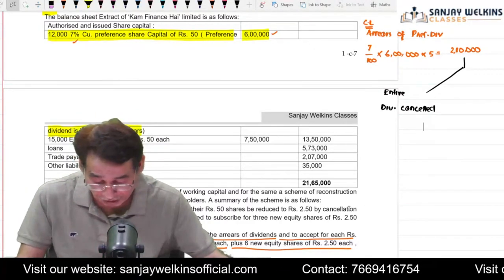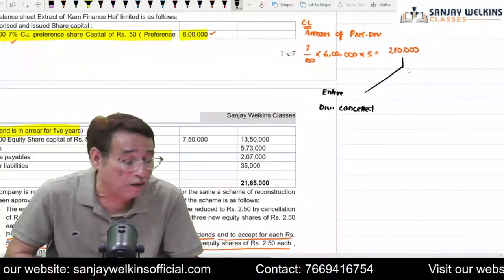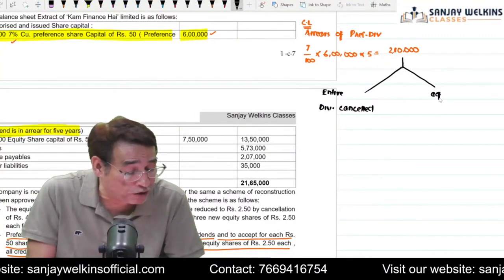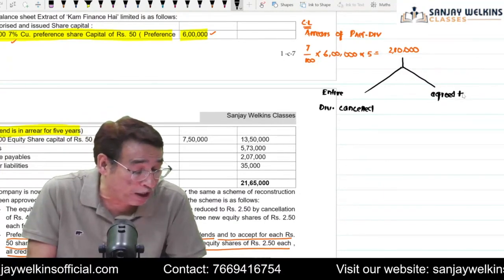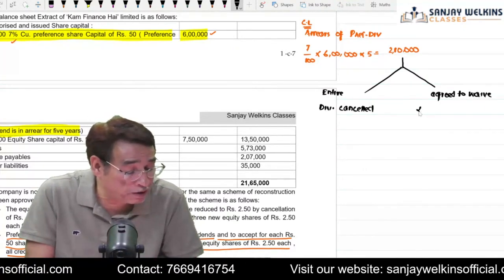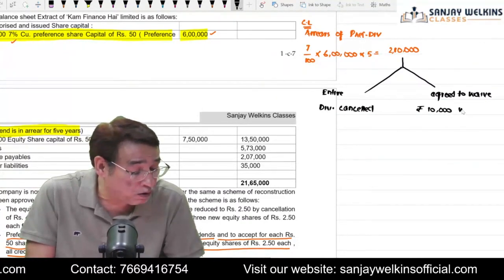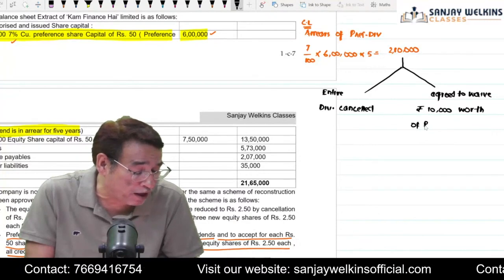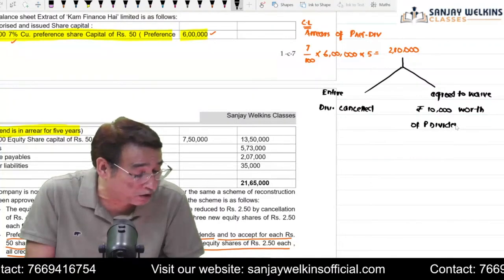Now suppose the question had stated it this way, that preference shareholders have agreed to waive rupees 10,000 worth of preference dividend. If the question had stated it this way, then what would have been your entry?